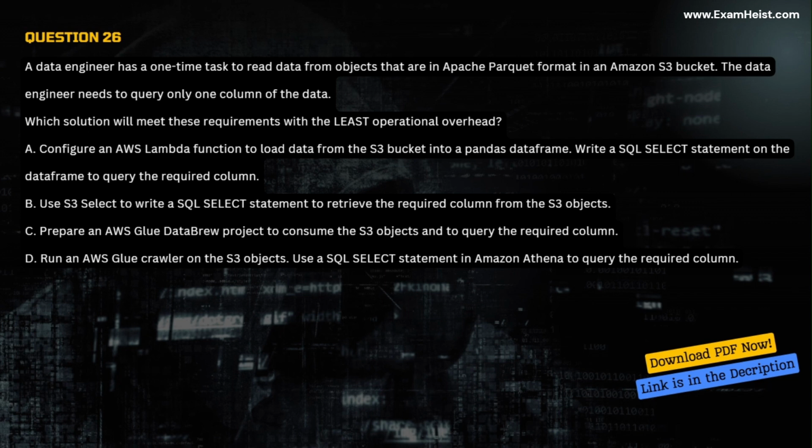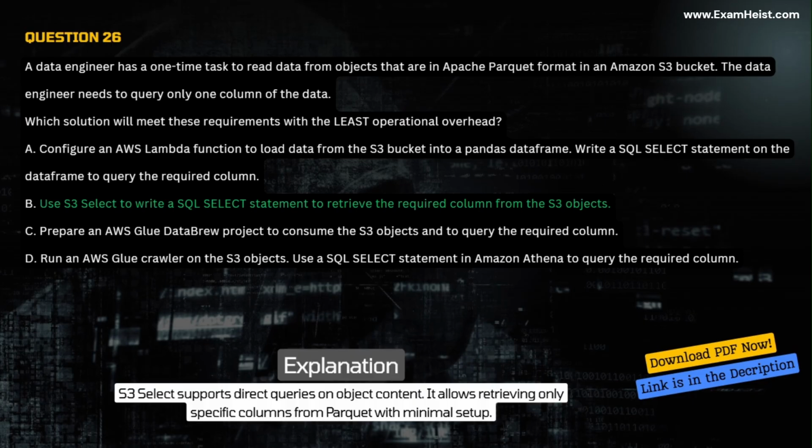C. Prepare an AWS Glue DataBrew project to consume the S3 objects and to query the required column. D. Run an AWS Glue crawler on the S3 objects. Use a SQL select statement in Amazon Athena to query the required column. Correct answer B. Use S3 Select to write a SQL select statement to retrieve the required column from the S3 objects. Explanation. S3 Select supports direct queries on object content. It allows retrieving only specific columns from Parquet with minimal setup.